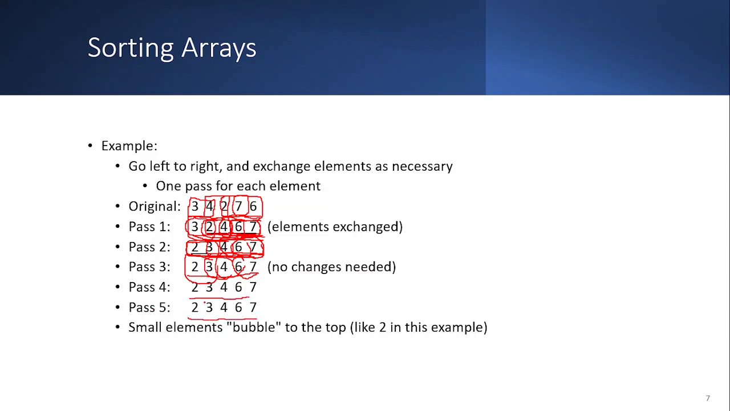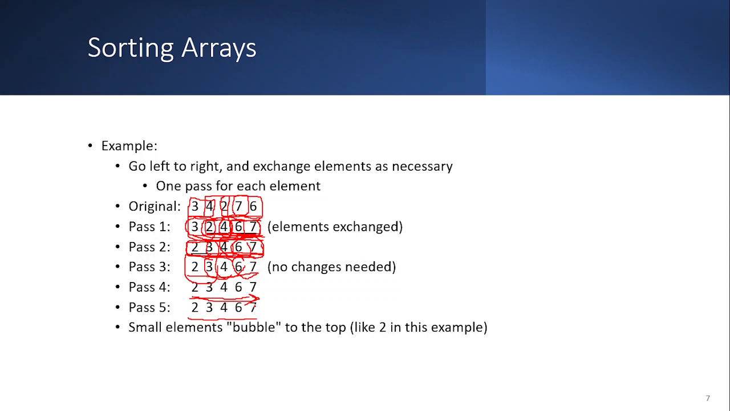After each pass, the largest value would sink to the bottom of the array, to the rightmost position, and the smallest value or smaller values, they bubble to the top. So that's why 2, it was here at the third position. After the first pass, it came to the second position, and after the second pass, it came to the top position, first position. So that is how small values bubble to the top, and big values they sink to the bottom. Okay, so this is how bubble sort works actually.